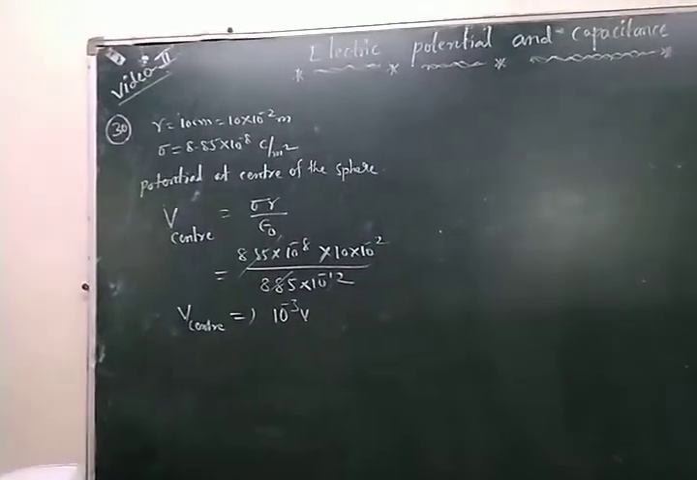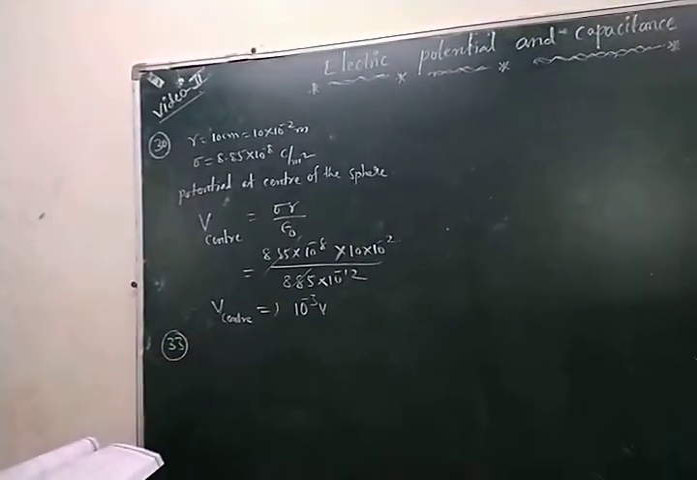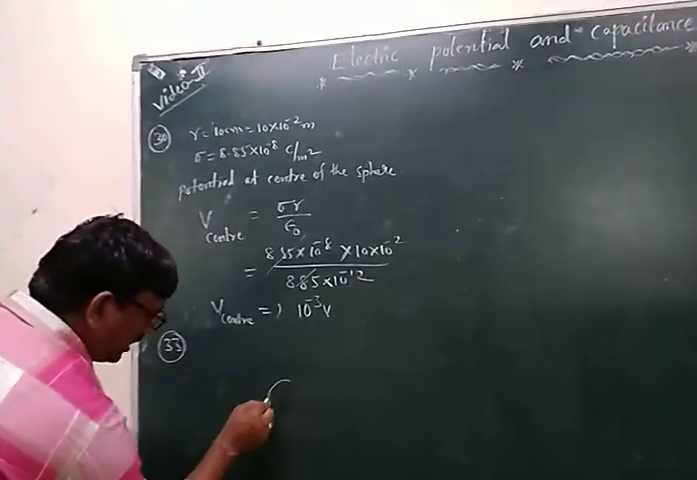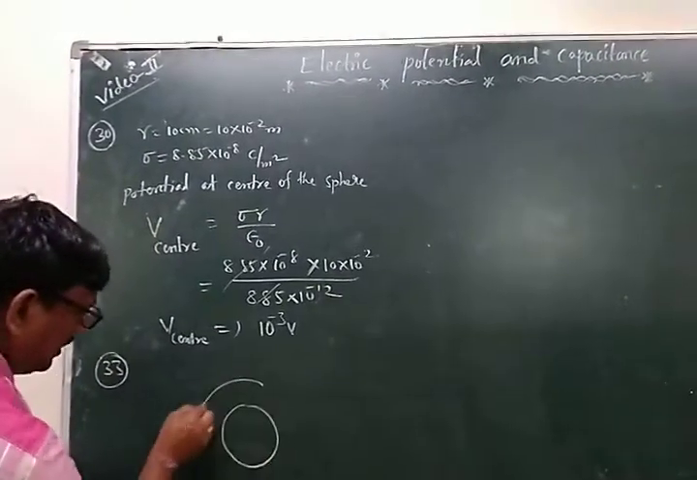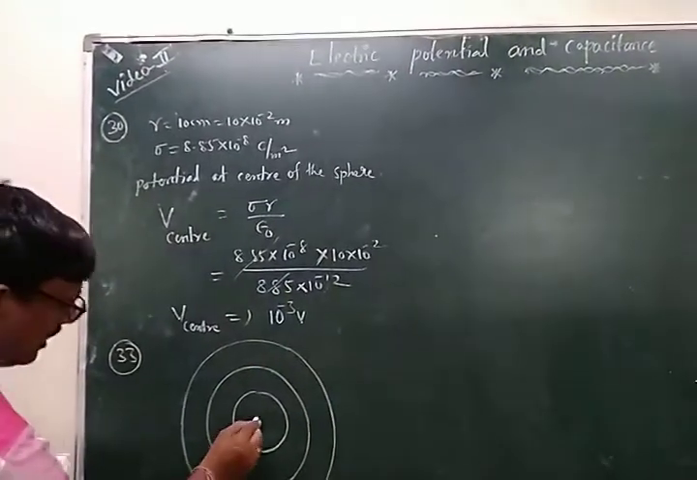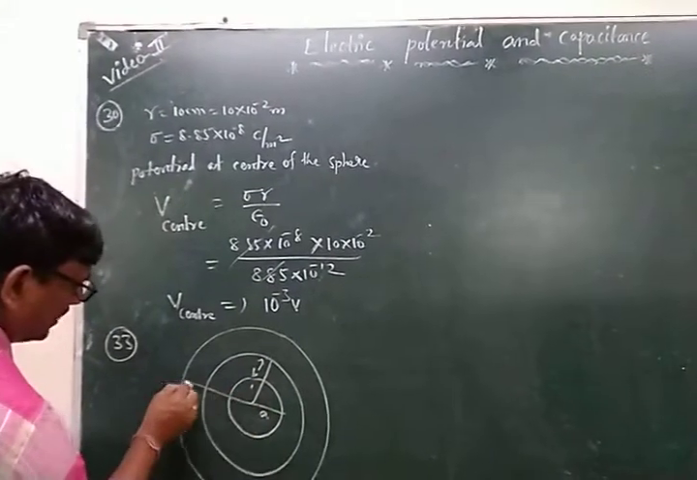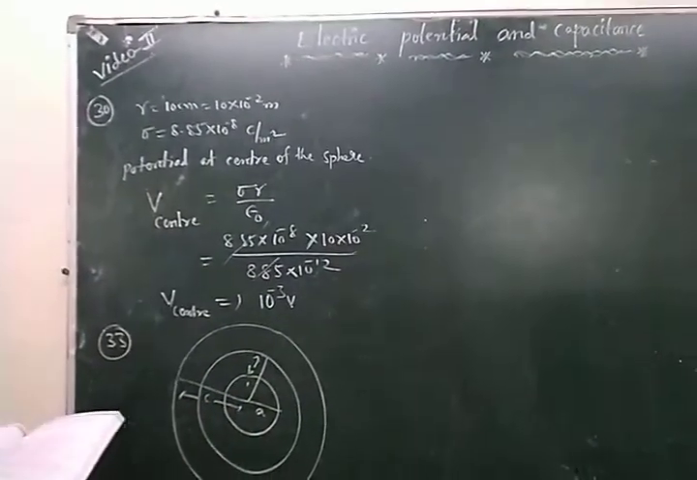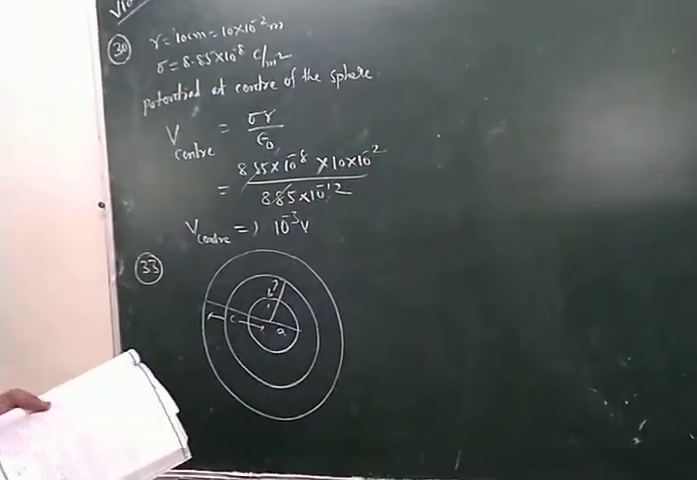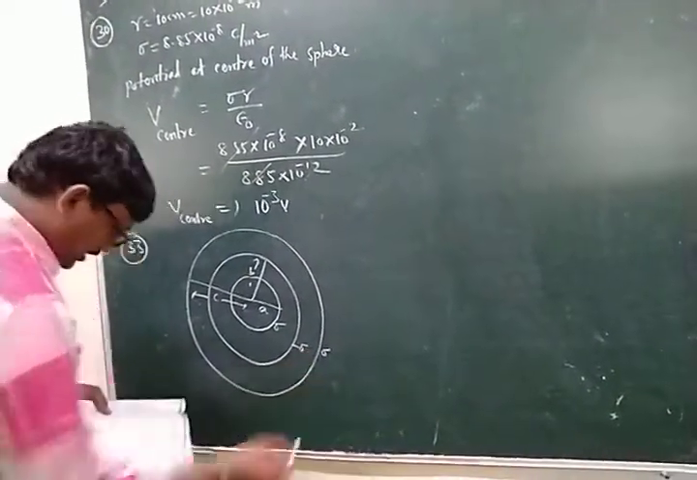Next is question number 33. Three concentric spherical shells have the radius A, B, C. Now these are the concentric shells. The first one has radius A, the second one has radius B, and the third one has radius C. That is, A is less than B is less than C. The surface charge densities are sigma, minus sigma, and plus sigma respectively.